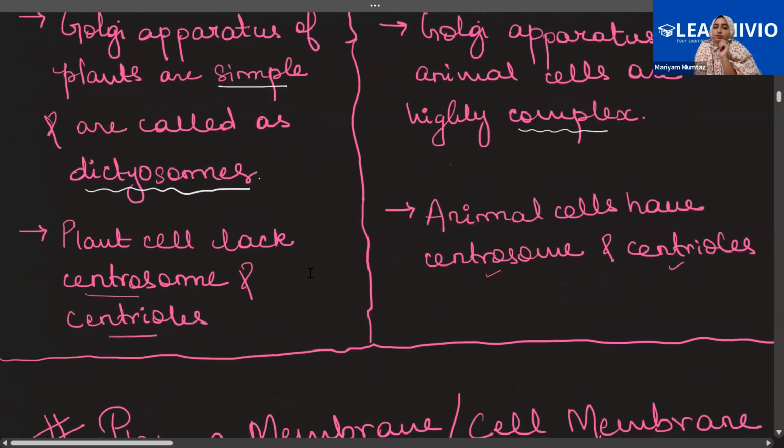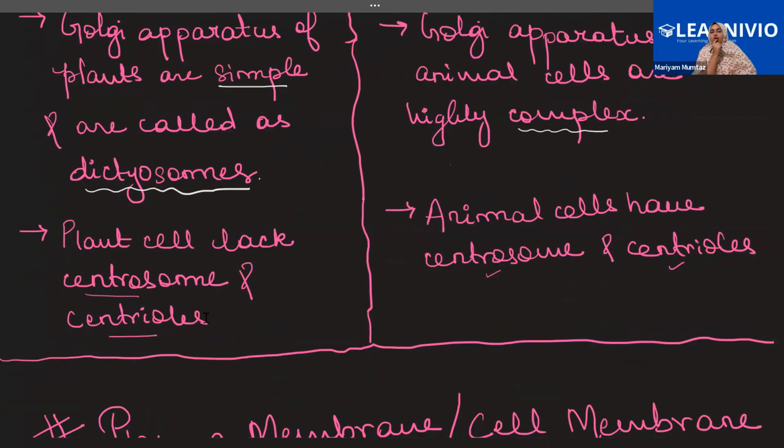Now, plant cells do not have the centrosome and the centrioles. They lack the centrosome and centrioles. These two structures are important for cell division. So plants don't have them and animals do have them. Clear?